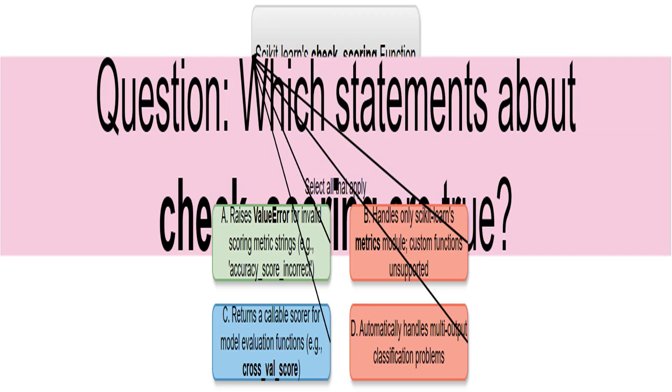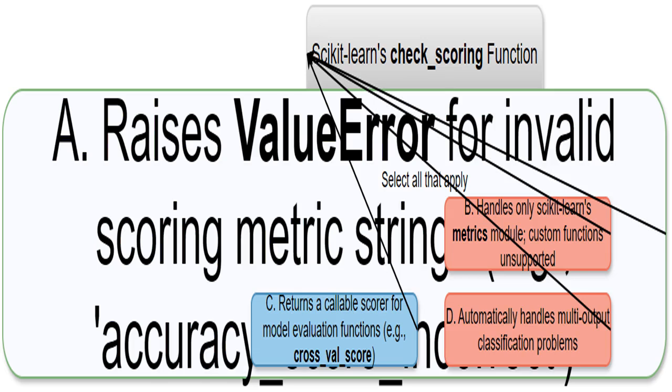This is the core quiz question. I need to determine which statements about the check_scoring function are true. This statement says that if I give check_scoring a scoring metric that doesn't exist, it correctly identifies the problem and throws a ValueError. This is a good way to catch mistakes early.